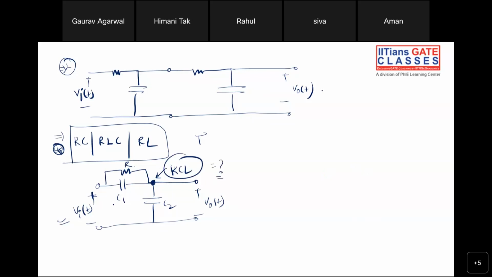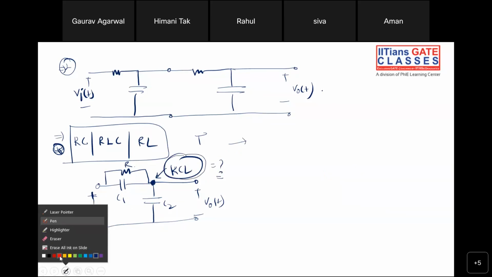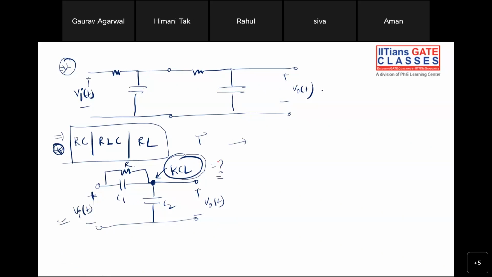Right. And they might ask, what shall be the voltage across C2, what shall be the voltage across C1? You have to analyze whether we can apply KCL or not. See, where can we apply KCL? KCL can be applied where it is not violated, right? Because of impulse current. Yes, great.